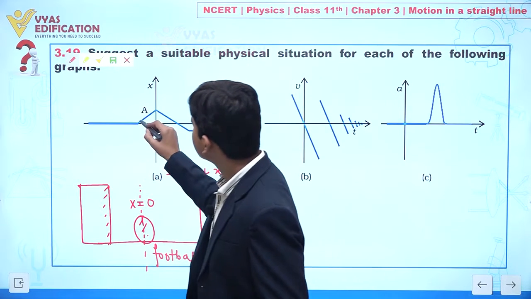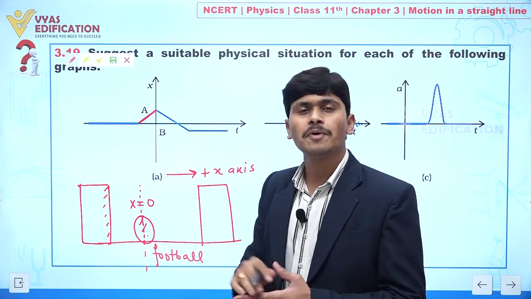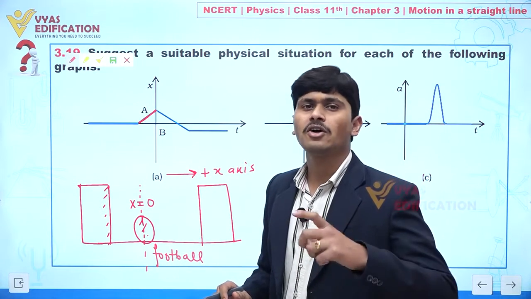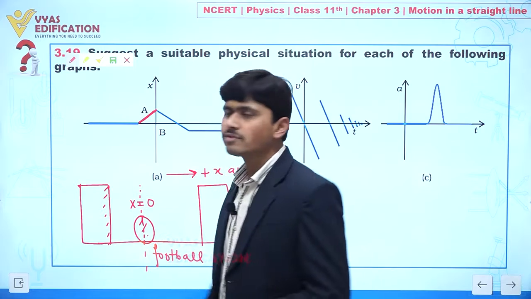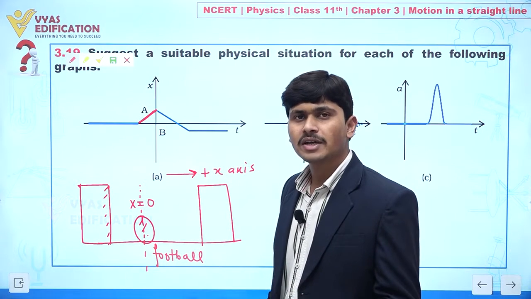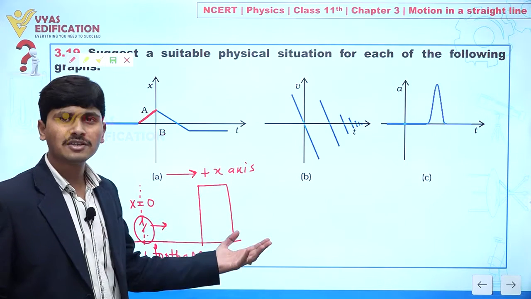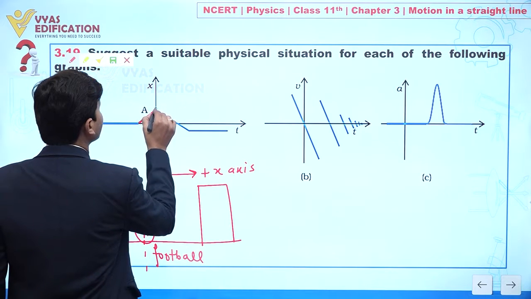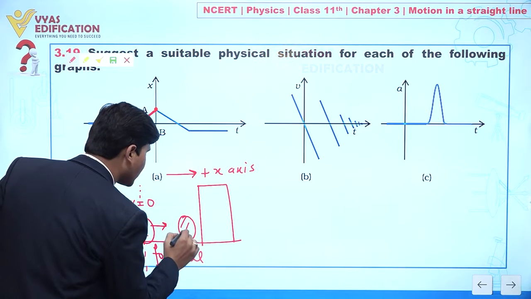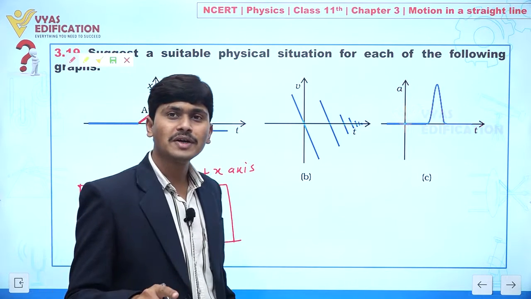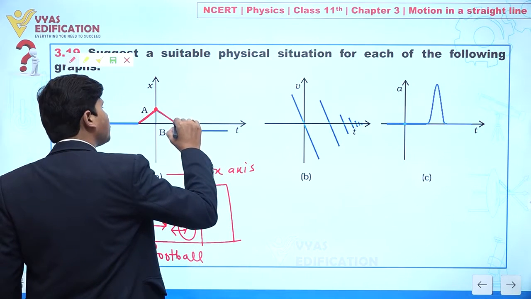This is an x-t graph, and the slope of an x-t graph represents velocity, or its magnitude, the speed. Here we have a positive slope, and a positive slope means positive velocity. The football is initially moving in this direction, so its speed increases first. After some time, when the football hits this wall, it will move in the opposite direction, but with reduced speed, and finally come back to the same position.